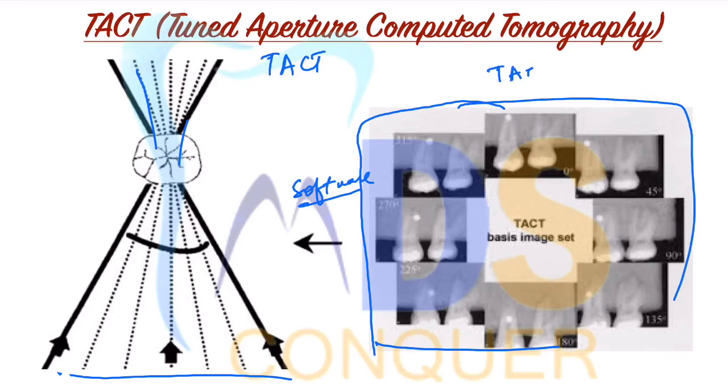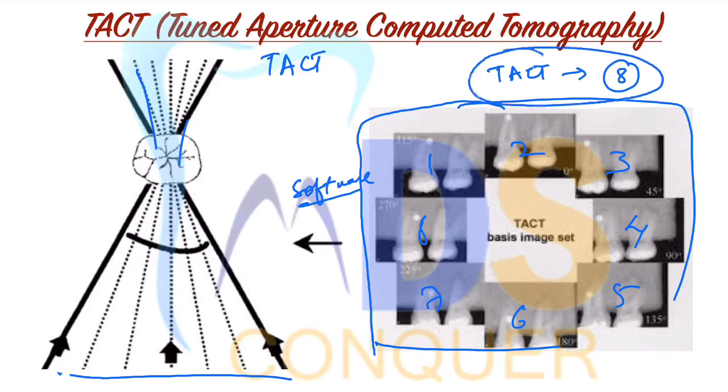So they can ask you the question, how many radiographs are taken in this TACT? Eight radiographs are taken in this TACT. You can see 1, 2, 3, 4, 5, 6, 7, 8. So eight different angulations. You're going to take a radiograph, and all these are going to be combined to form a single radiograph by using a software. Most of your questions will be on the number of radiographs, the number of angulations of images taken in tuned aperture tomography, which is 8.